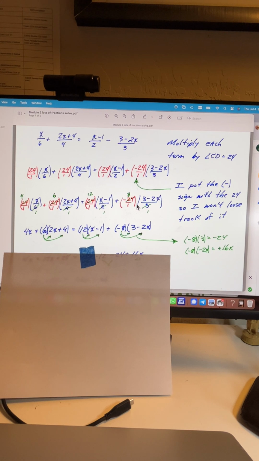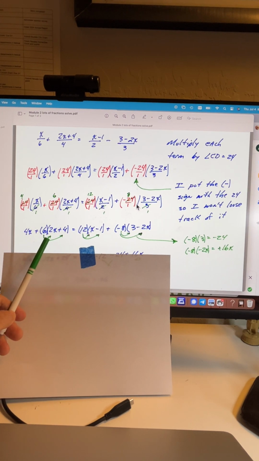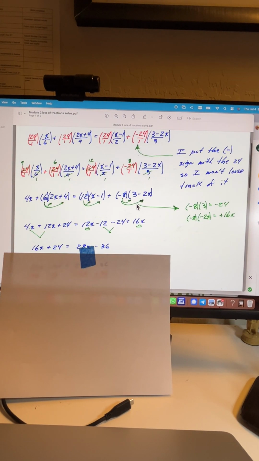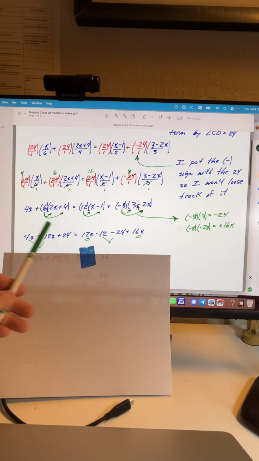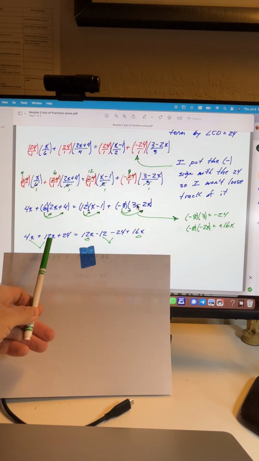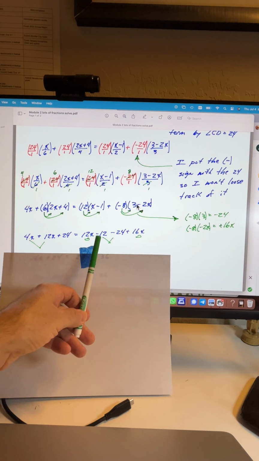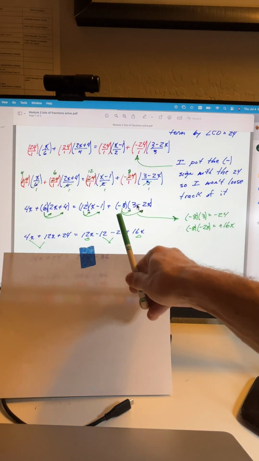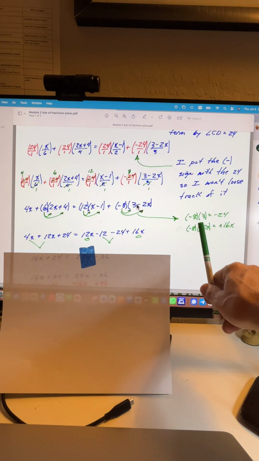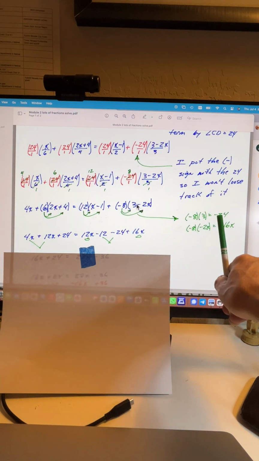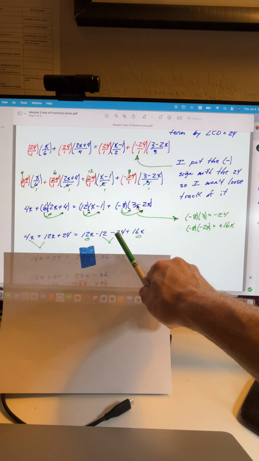So now I begin my distributive property. Hopefully you recognize that. We're just doing all those distributive properties. 6 times 2x is 12x. 6 times 4 is 24. There we go, distributive property. And then the negative 8, I did the math over here. Negative 8 times 3 is negative 24. That's how I got that one.